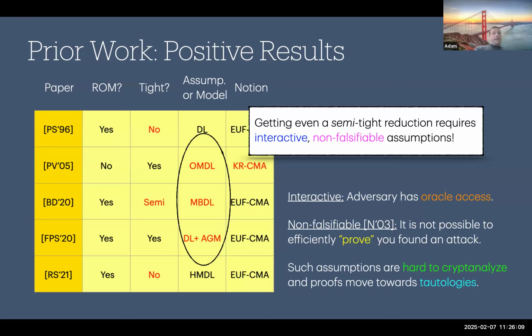Okay, and then my point is that if you use these kinds of assumptions, they're hard to cryptanalyze, which I already mentioned, and proofs kind of move toward tautologies, because if you think about it, you can certainly prove Schnorr is secure under the assumption that Schnorr is secure, right? And that's an interactive assumption. So if you have an interactive assumption under which you prove Schnorr is secure, it's not clear what you're gaining over this trivial statement, right? I mean, formally speaking, it's not clear what you're gaining.